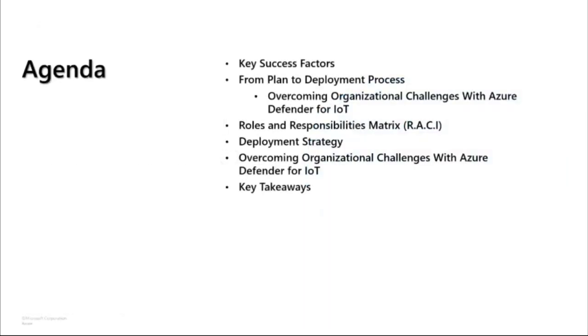So in terms of agenda, we'll start off with reviewing some of the key success factors to a successful deployment and what are the main achievable goals that you need to keep in mind in order to make a project successful. And then I'll take you down the path from a plan to a deployment process, detailing all the various steps that you need to take. Now, I will emphasize some of the steps while some of them should be self-explanatory. If you do have questions about them, please feel free to interject those questions.